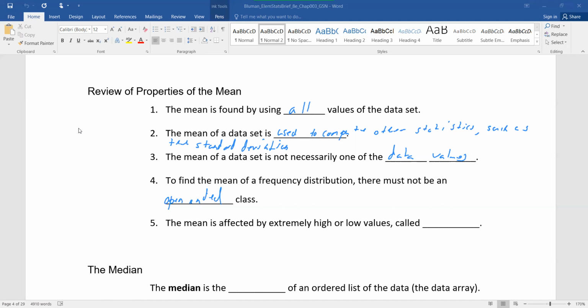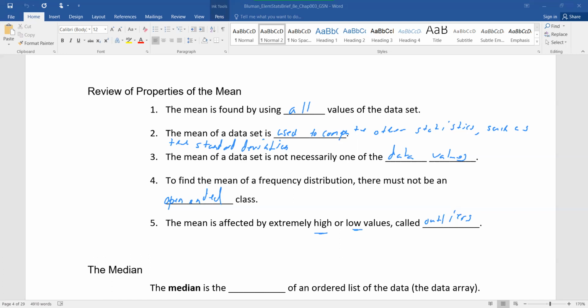The mean is affected by extremely high or low values. So we have Nick Saban's salary in there that was like 648,000. And those are called outliers. So again, anything that's high or low can pull our mean average up or down. And that's what the outlier is.